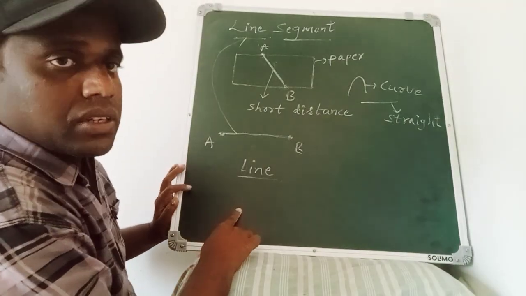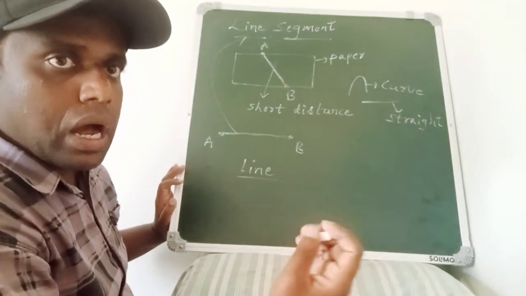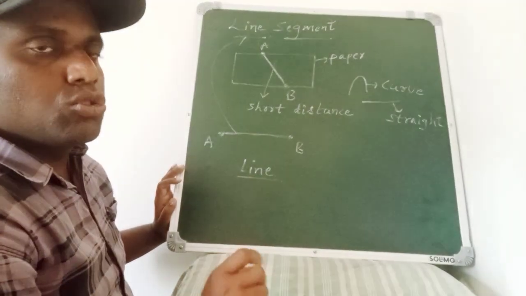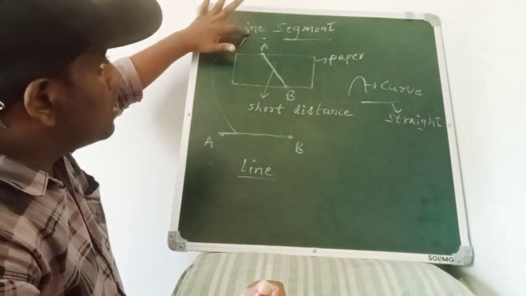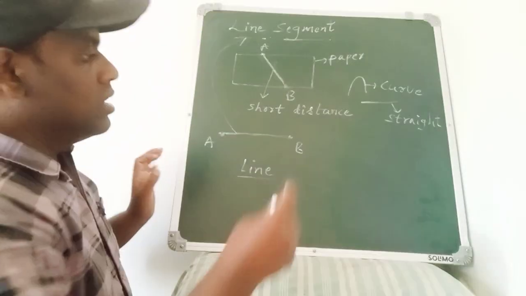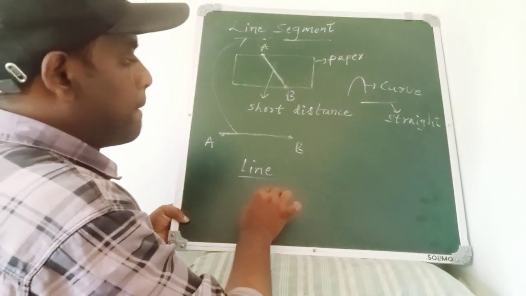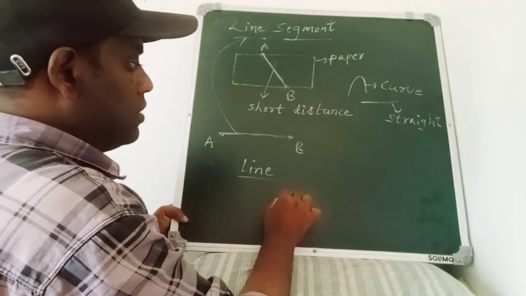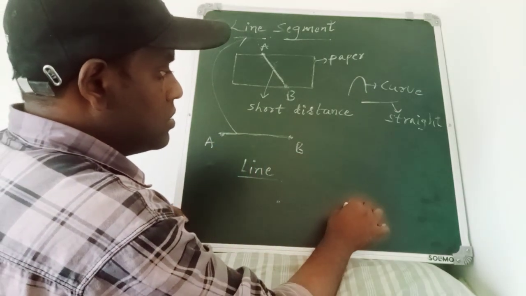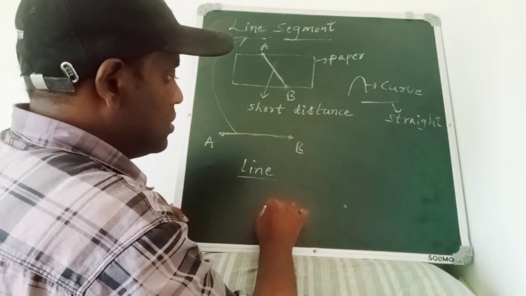Now I will take a line. Now I will tell you about the line, so you will understand the difference between a line segment and a line. I will draw a line like this. First I will take point A, then point B.